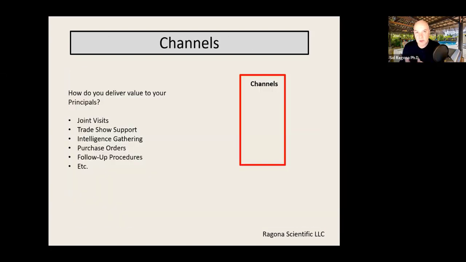There's many different ways, and I've just listed a few of them here. It could be in the form of joint visits with customers. It could be trade show support. It could be intelligence gathering. Purchase orders, of course, is one way to deliver value, a very important way to deliver value. It could be the follow-up procedures that you perform if they provide you with the leads. There's a whole list of things that you should be able to document on. If you know your value, how do you actually deliver that value to them in a tangible form?